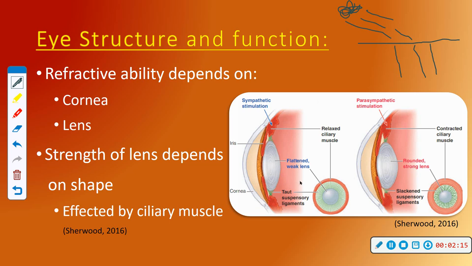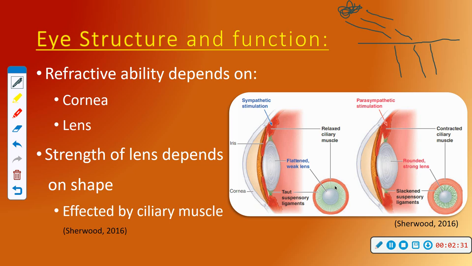Now, in this picture, I have a picture of the eyeball. I have a picture of the ciliary muscle. And what it is, is a smooth circular ring attached to the lens with these ligaments. The green part right here, these are the ligaments.